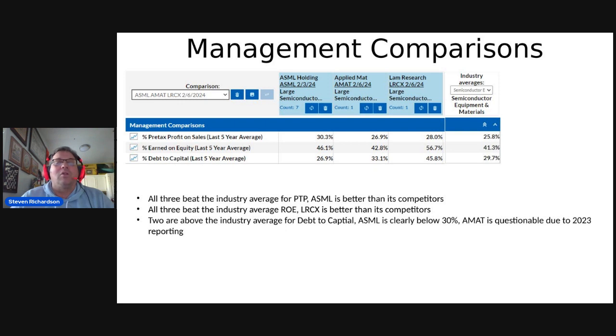AMAT is questionable. And I want to make a note that you can click into these to turn them green. What you're seeing on this stock comparison is what the computer did in choosing the greens. But you can go in, and if two are above the industry average, you can click those two and they turn green.